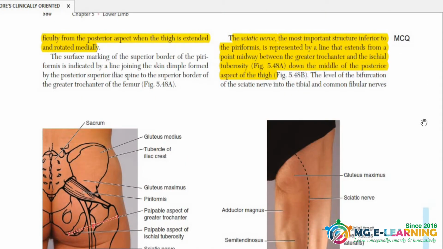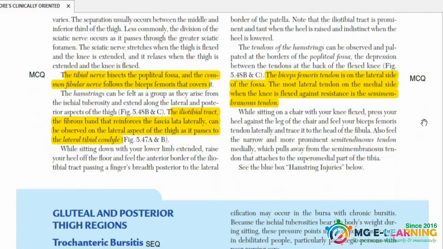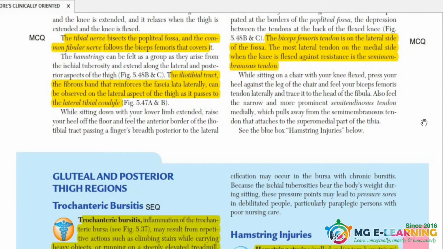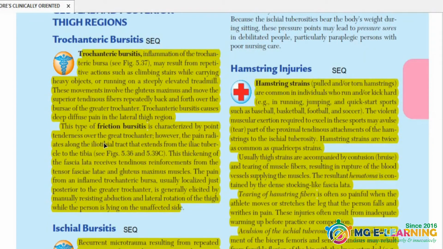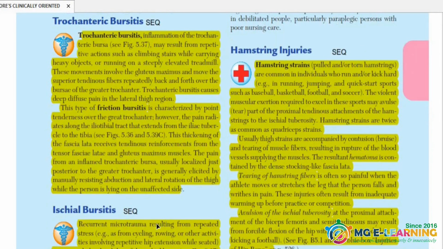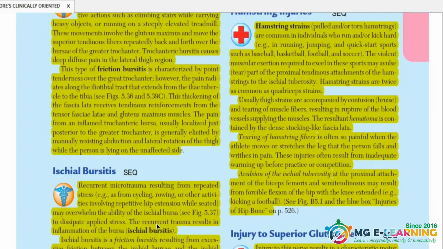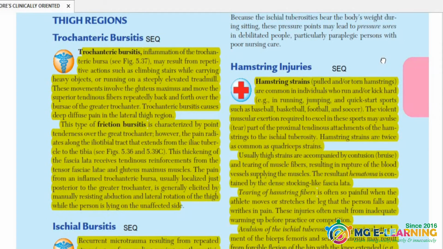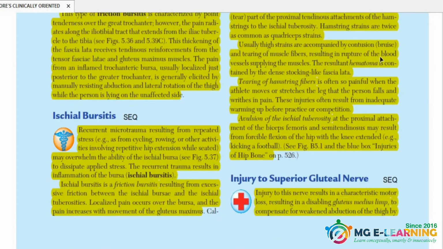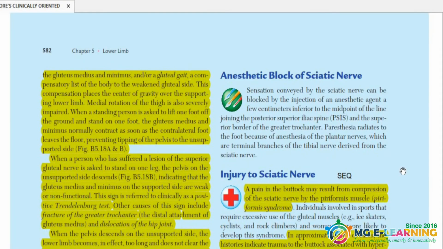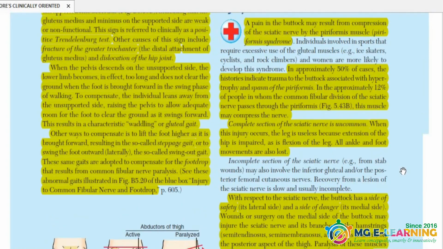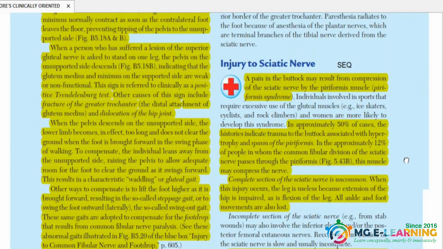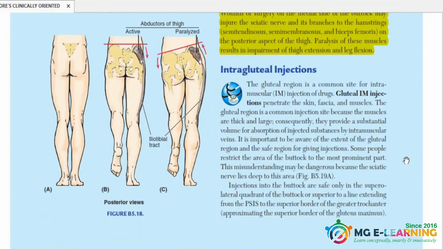This one and this one. Next, we move on to the clinical box. First of all, here are trochanteric bursitis and ischial bursitis. Both are important from the SCQ point of view. Then on the next page, here are hamstring injuries, which is also important from the SCQ point of view. Injury to the superior gluteal nerve is also important from the clinical point of view. Then injury to the sciatic nerve is also important from the clinical point of view.